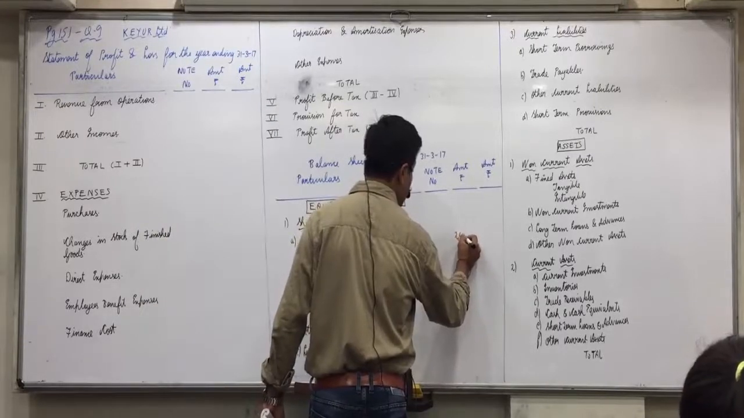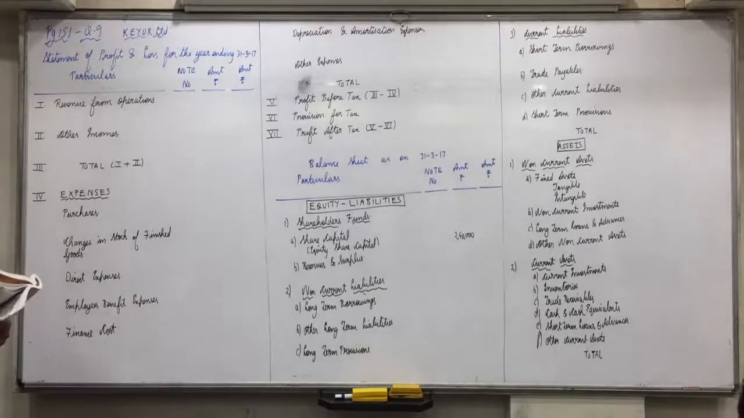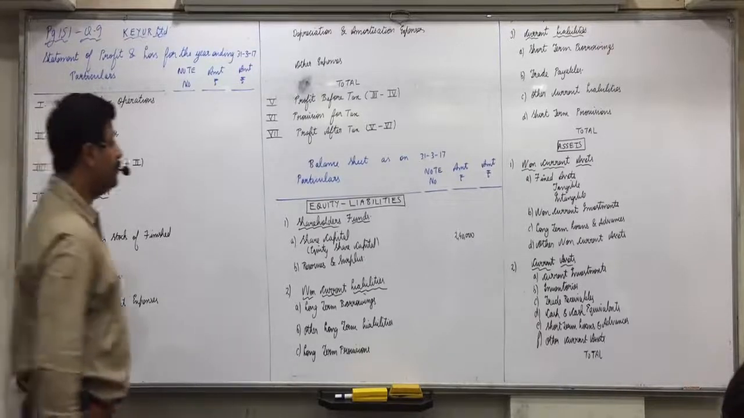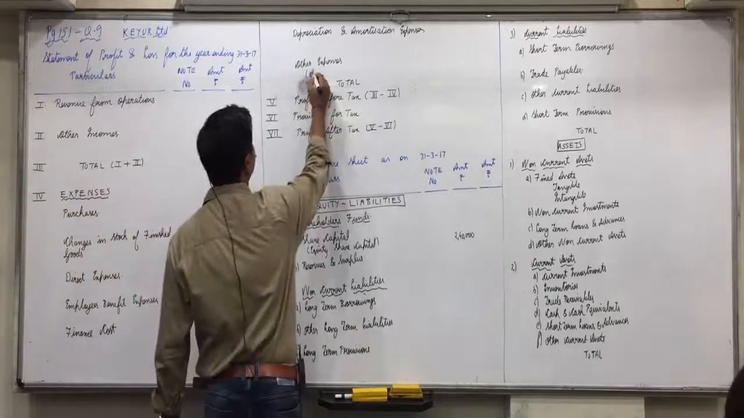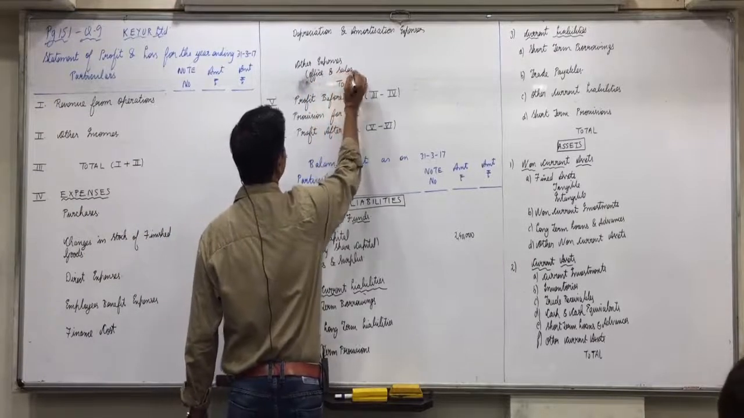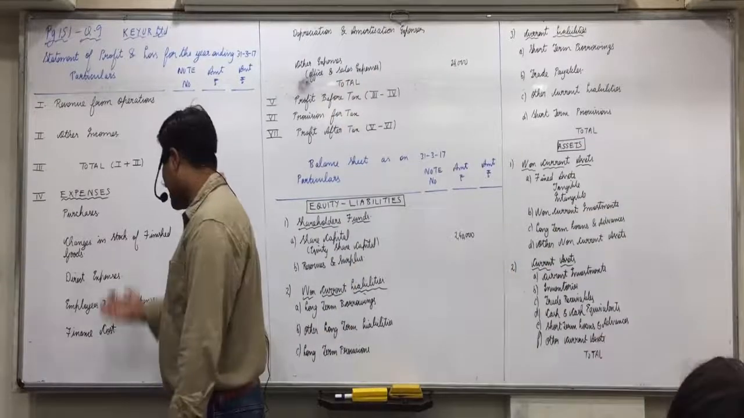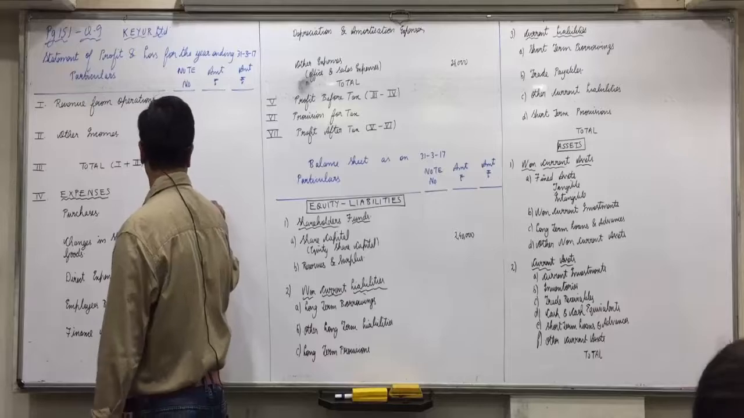Everything will come in the first column of amount. Then the office and sales expenses, other expenses: office and sales expenses 24,000. Krina, purchases, directly against purchases 4,26,000.